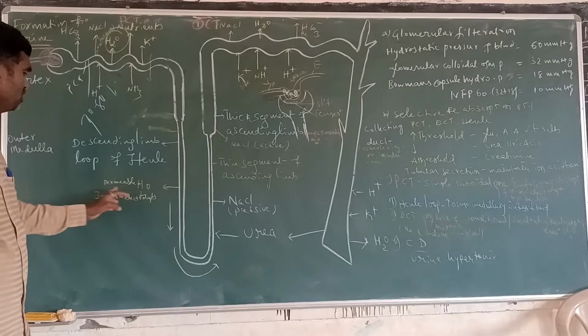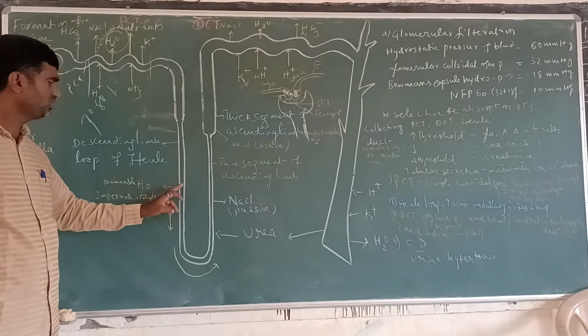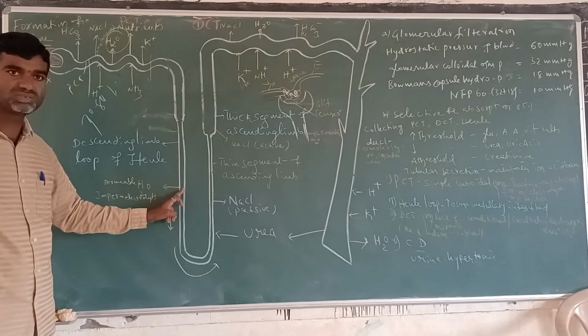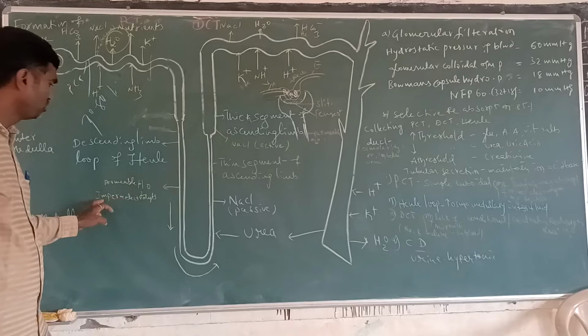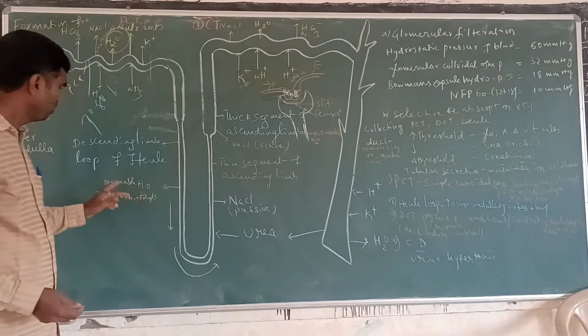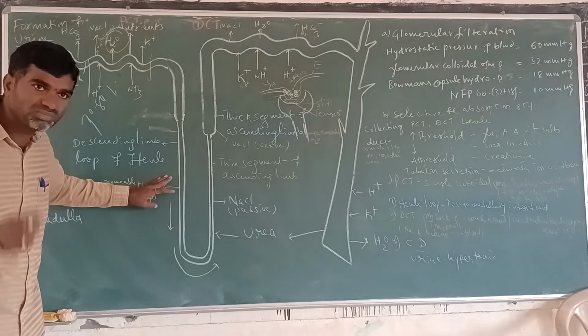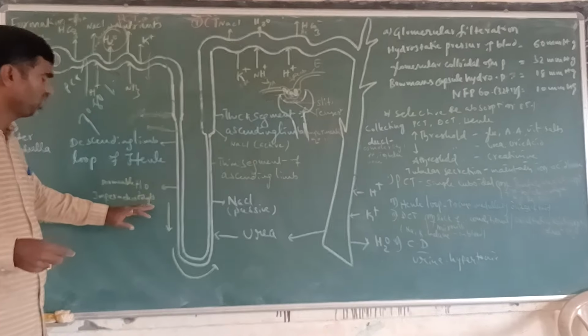Okay, it is permeable to H2O molecules. Descending limb is permeable to H2O molecules, and is impermeable to electrolytes. You must listen very carefully here. Only H2O molecules are permeable. It is impermeable to electrolytes.